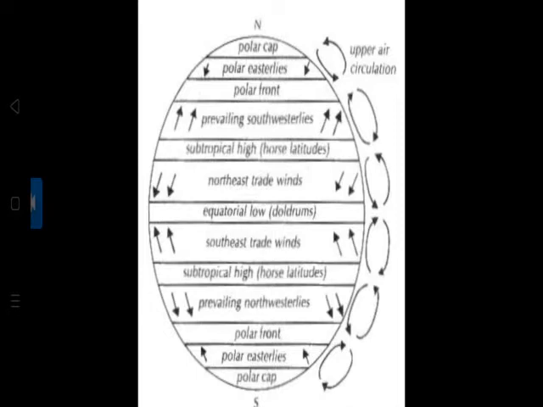This is due to the spherical shape of the earth. Different parts of the earth are heated unequally. The equatorial region receives a great amount of heat throughout the year. Warm air being light, the air at the equator rises, creating a low pressure.